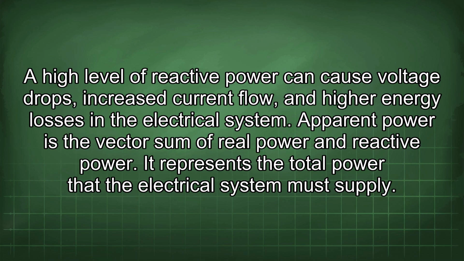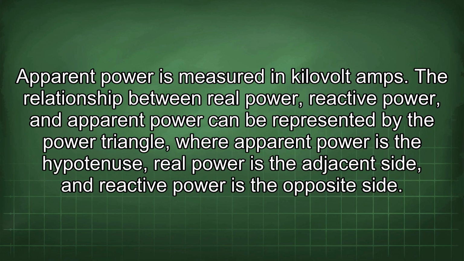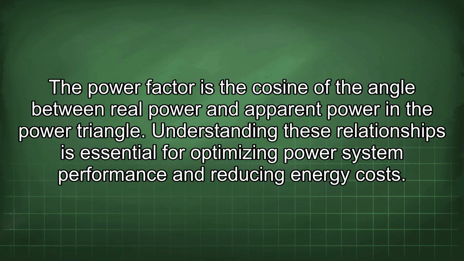Apparent power is the vector sum of real power and reactive power. It represents the total power that the electrical system must supply. Apparent power is measured in kilovolt-amperes. The relationship between real power, reactive power, and apparent power can be represented by the power triangle, where apparent power is the hypotenuse, real power is the adjacent side, and reactive power is the opposite side. The power factor is the cosine of the angle between real power and apparent power in the power triangle. Understanding these relationships is essential for optimizing power system performance and reducing energy costs.